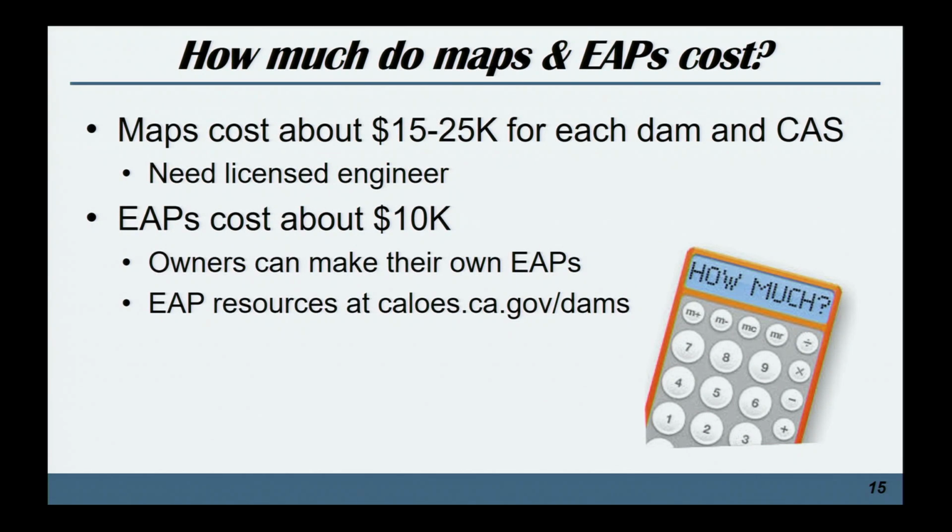One question that we get pretty often is, how much do these documents cost? We understand they're expensive for many owners. We did an economic analysis and discovered that the maps can cost around $25,000 per map. One of the big costs is that you need a licensed engineer to prepare these. It involves detailed hydraulic modeling, and that's per map. So if you have a dam that has 1 critical appurtenant structure, you need 2 maps. So we understand that the cost can be significant for some owners.